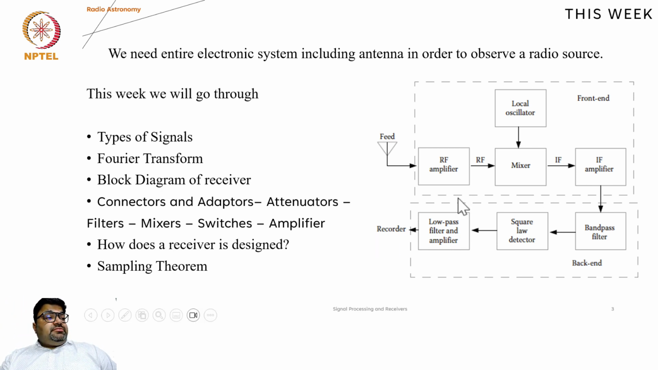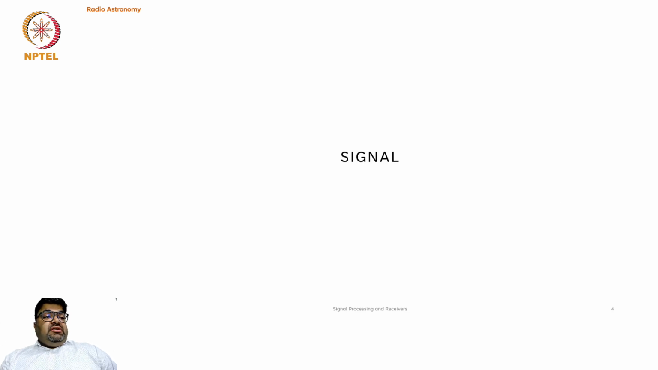So we will deal with different kinds of signals. We will touch on a very major technique called the Fourier transform. We'll talk about block diagrams of receivers, connectors, adapters, attenuators, filters, mixers, switches, amplifiers, etc. How is a receiver designed? We will talk about that, and finally the sampling theorem. So that's all we are going to cover this particular week.